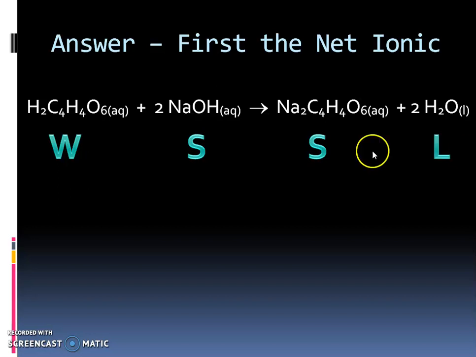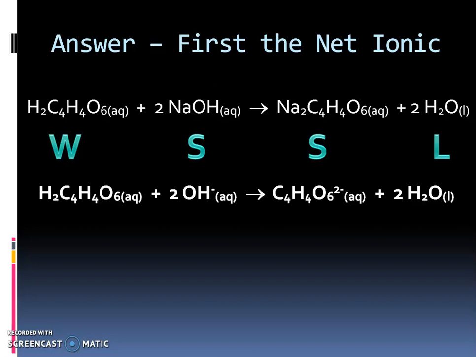So just as a reminder, anything weak stays together all the way through. Anything strong breaks apart into its positive and negative ions. And of course, your liquids also stay as is all the way through. So if you have a net ionic equation, continue to play to find the answer, or pause. And now can you come up with a net ionic equation?